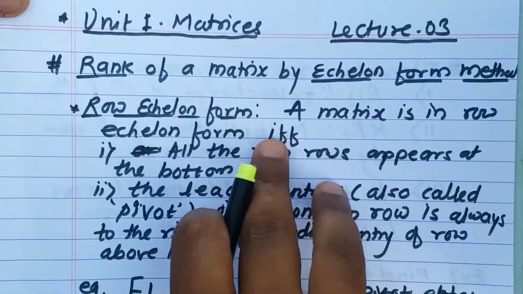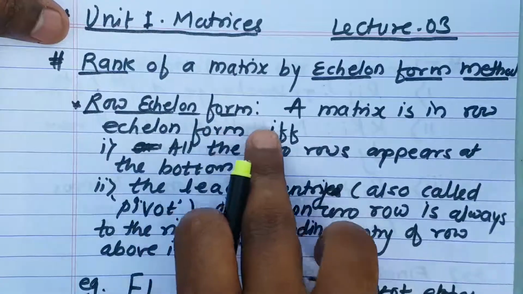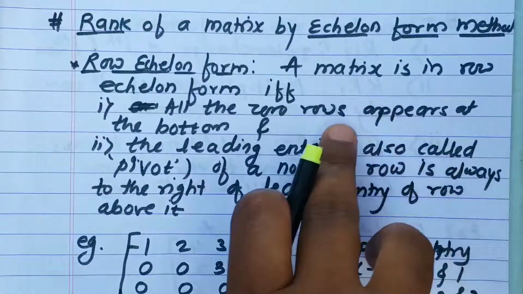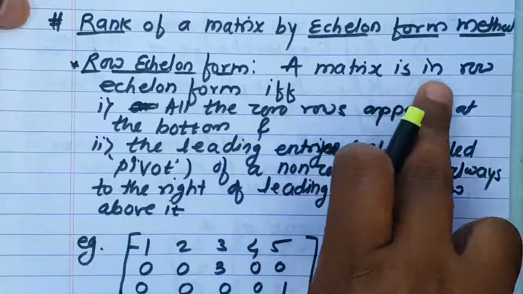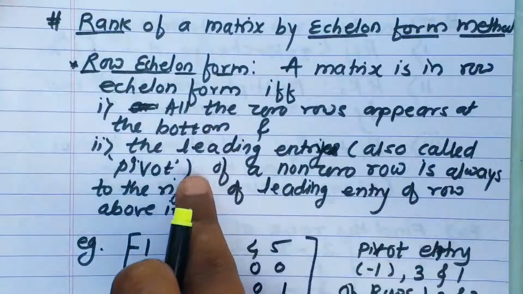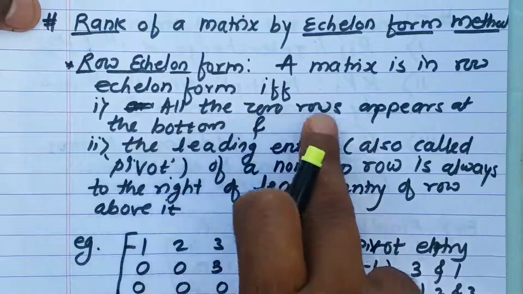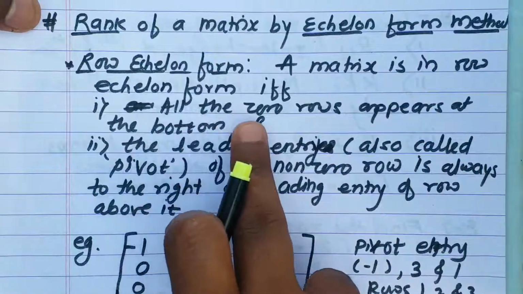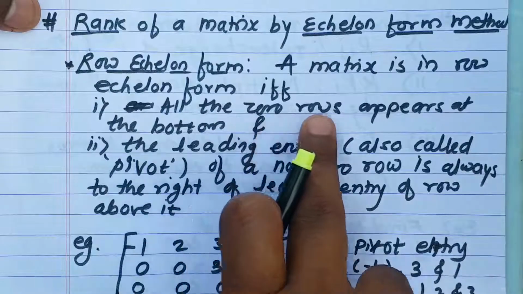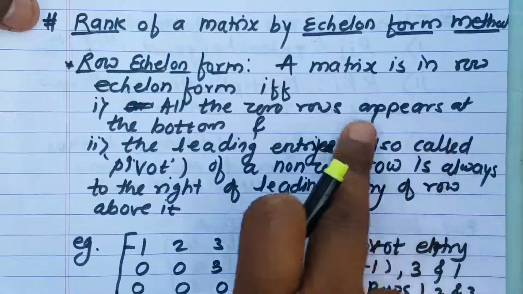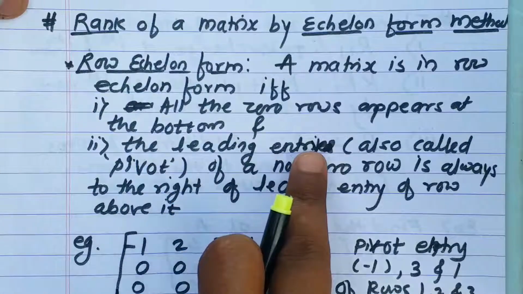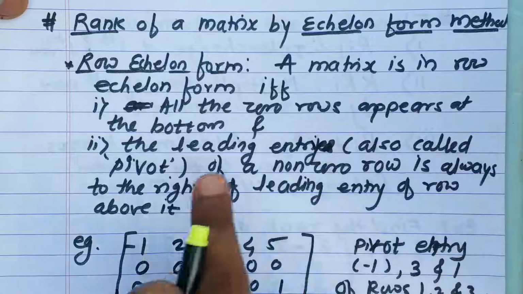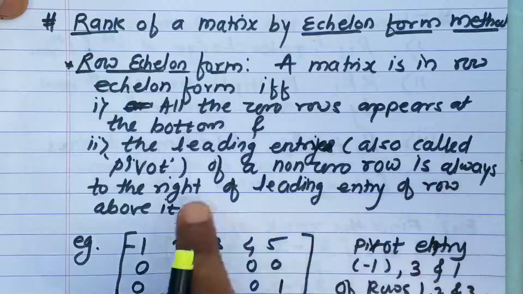Okay, so for understanding what we mean by row echelon form, I have written here the definition. A matrix is in row echelon form if and only if it satisfies the following conditions: all the zero rows of that matrix appear at the bottom. If at all there are zero rows in that matrix, they must appear at the bottom. And the leading entry, also called the pivot entry, of a non-zero row is always to the right of the leading entry of a row above it.